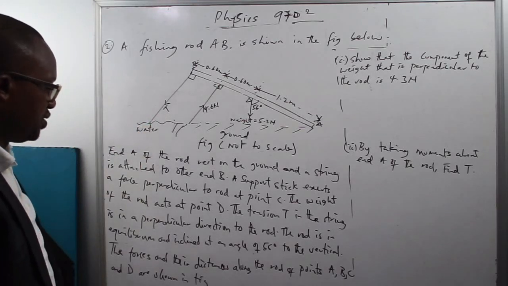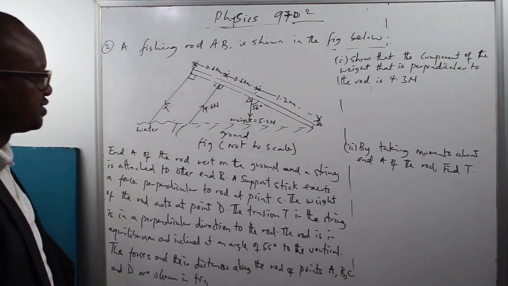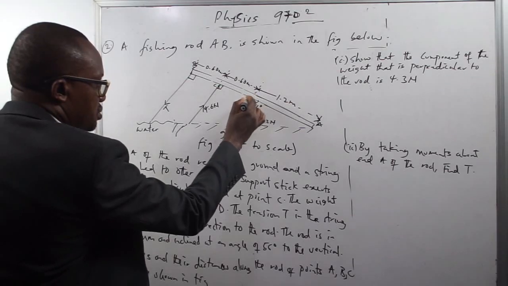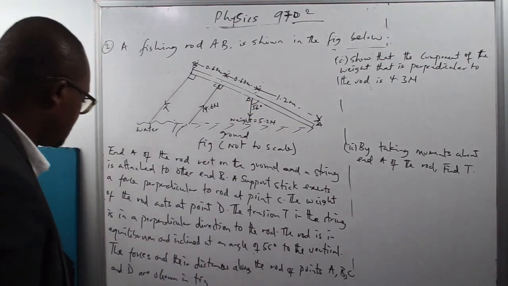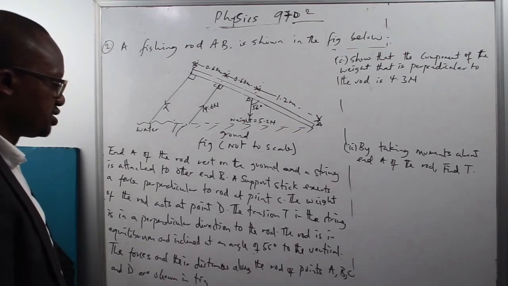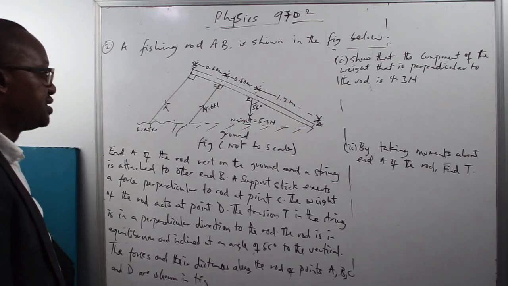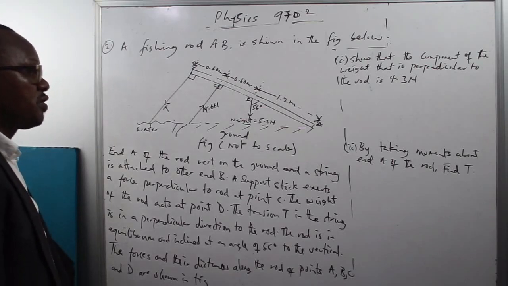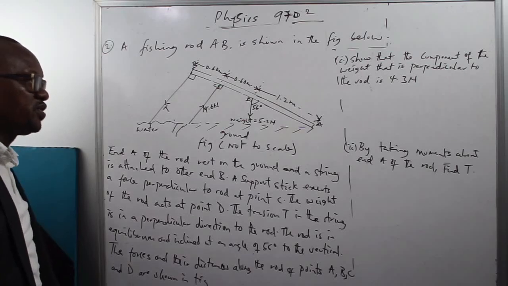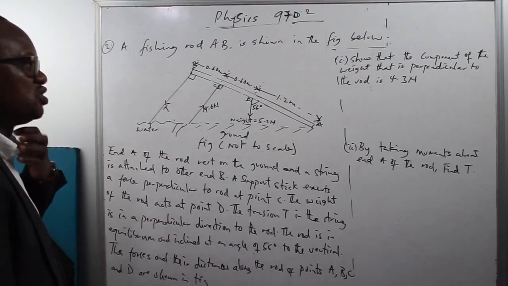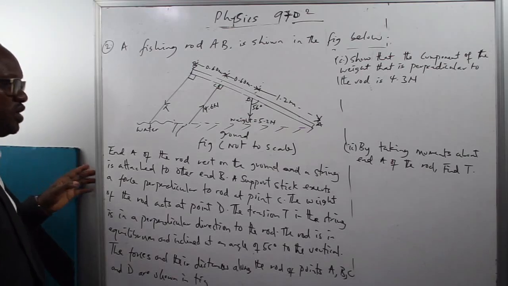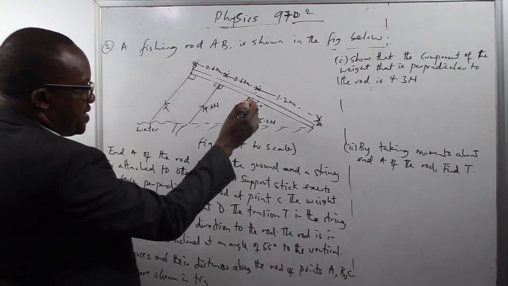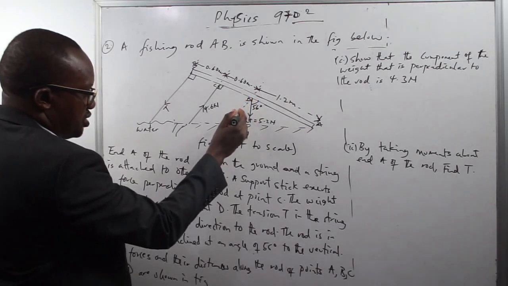The rod is in equilibrium and inclined at an angle of 56 degrees to the vertical. The forces and the distances along the rod of point A, B, C, and D are shown in the figure. First question, show that the component of the weight that is perpendicular to the rod is 4.3. This is the weight of the rod. So we want to find the component of the weight acting perpendicularly to the rod.